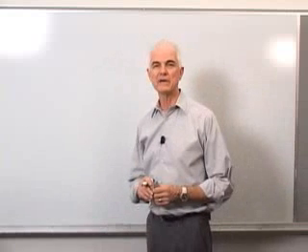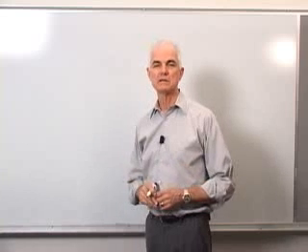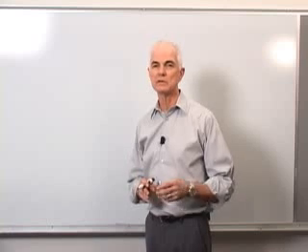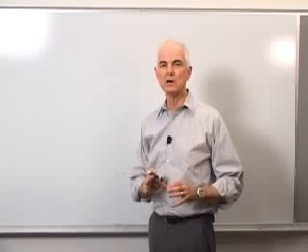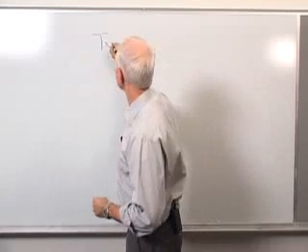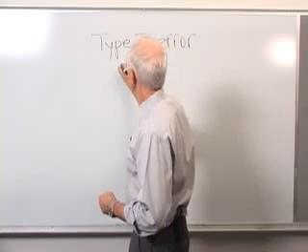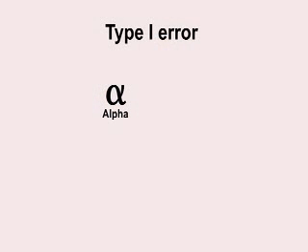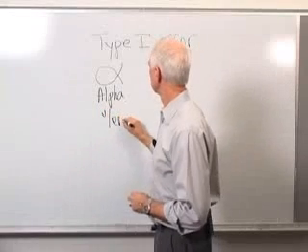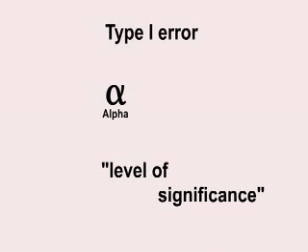A type 1 error is committed in statistics when we make the decision to reject a null hypothesis, but the null hypothesis turns out to be true. That is, we have actually made the decision to reject a true null hypothesis. Type 1 error has a couple of other names that we often refer to it. Type 1 error is often measured in something called alpha, and sometimes the type 1 error is called the level of significance, which sometimes is given as a percentage.